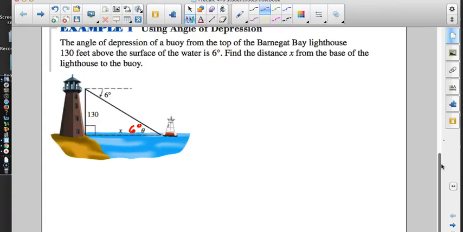So the next thing is good old SOHCAHTOA. And that's what we use here. We have a 130, and we need x. We have 6 degrees. We just need to figure out from that 6 degree angle which sides we're talking about and which trig function we use. So 6 degrees, this is opposite. This is adjacent. Which trig function just uses opposite and adjacent? Tangent. So the tangent of 6 degrees equals 130 over x.